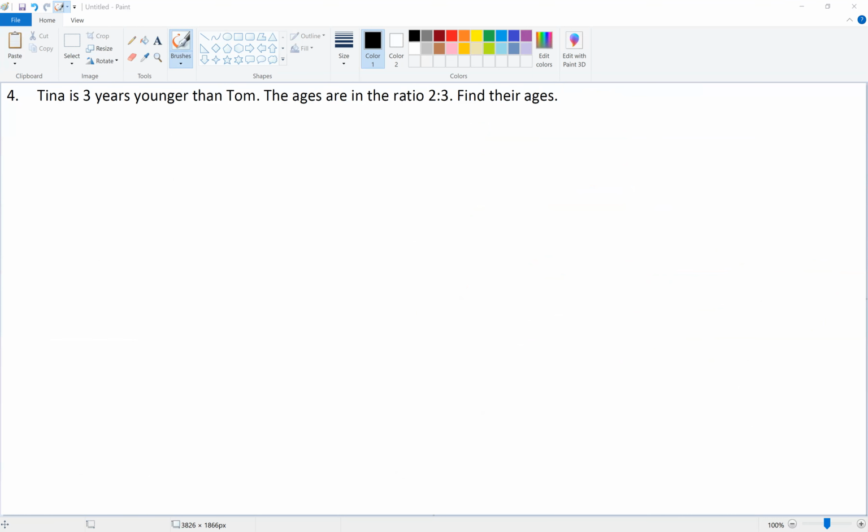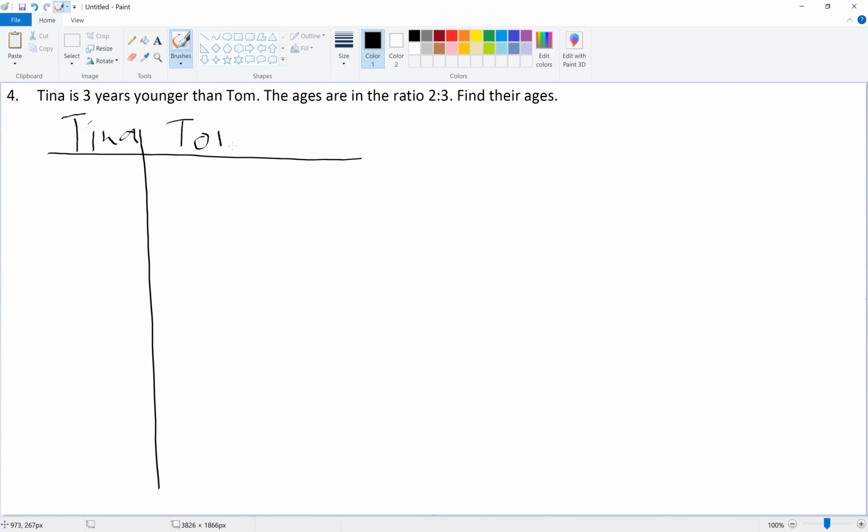So could Tina be 6 years old? And no wait, could Tina be 9 years old and Tom be 6? And how did you find out? Because it's 2 to 3, so it could be anything. You can multiply by 3 and get 6 to 9. So Tina is 3 years younger, so it's 2 and 3. That's the first option.